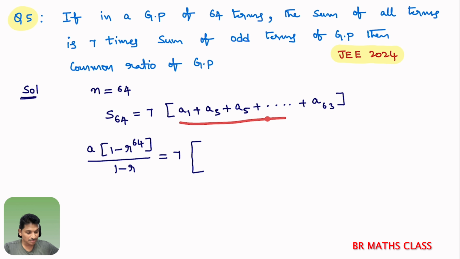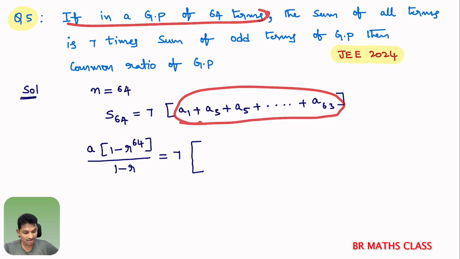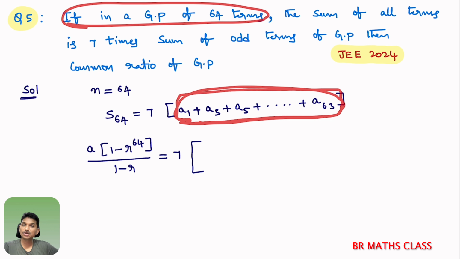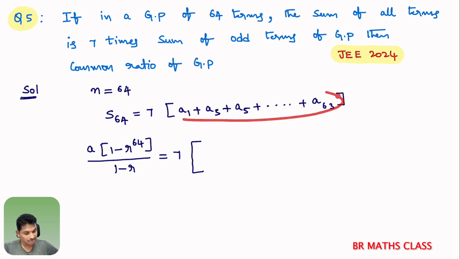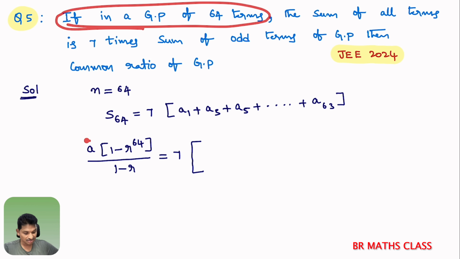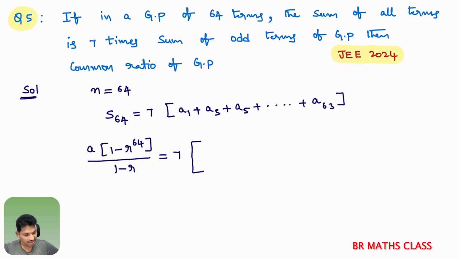So here, how many terms are there? Total 64 terms are there, right? How many odd numbered terms are there? Total 32 terms are there. 32 plus 32 is 64. Okay. I am writing the sum of n terms formula: A into 1 minus R power n. The first term is the same here: A1 is the first term, the same first term as for the 64 terms. So A into 1 minus R power n, where n is 32 terms, divided by 1 minus R.